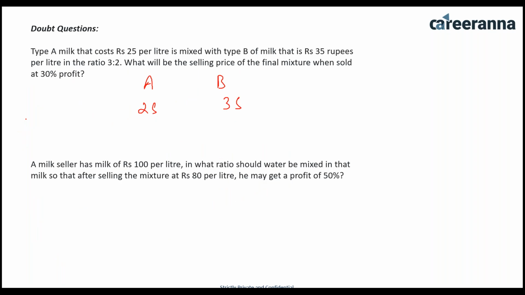Let's solve these questions. So type A milk that costs rupees 25 per liter is mixed with type B milk at 35 rupees per liter. The ratio is given to be 3:2. So what I do is I just swap the ratio. There should be a number between these two numbers, 25 and 35, right? If I take 2 here and 3 here, this number has to be a distance of 2 from this and a distance of 3 from this. Can I take this number to be 29? Say yes. The difference is 4, the difference is 6. This is 2:3. Is it clear?